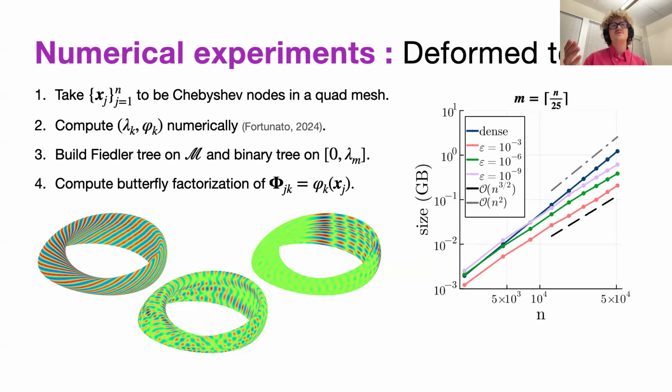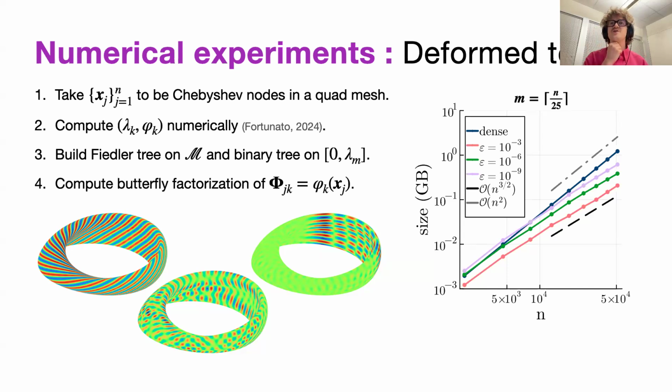And now we need to compute the eigenfunctions and eigenvalues numerically, and for that we'll use a spectral collocation scheme by Dan Fortunato. And then we'll build a Fiedler tree on the surface of the manifold, as just discussed, and a binary tree on the interval in eigenvalue space that we care about, say lambda of 0 up to some maximum lambda m, right? And then we'll compute our butterfly factorization by computing all of the low rank factorizations up the tree in the way that we discussed 2 slides ago, right?